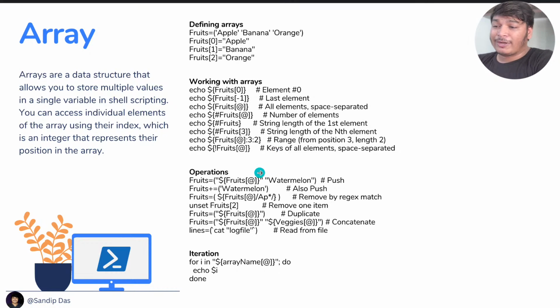Now, working with arrays, I have given the different ways you can work with arrays. Say, how to get the last element, you give -1. If you want to get all elements space separated, you use the @. If you want to get how many items are in the array, you use the hash, then the array name, and in the brackets you give @ sign. So you get it. This kind of thing is very useful if you are going to work with a lot of things. Okay, this is a pretty basic example, but you're going to work with complex stuff. Ultimately, complex stuff is actually maybe the basic stuff, right?